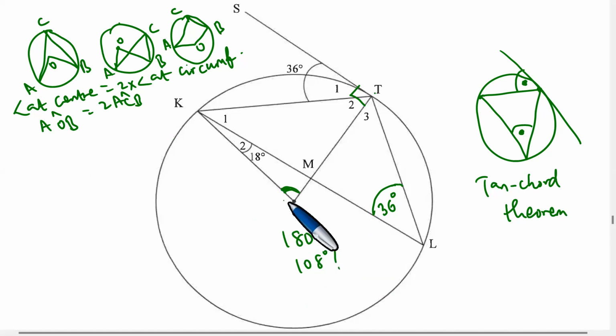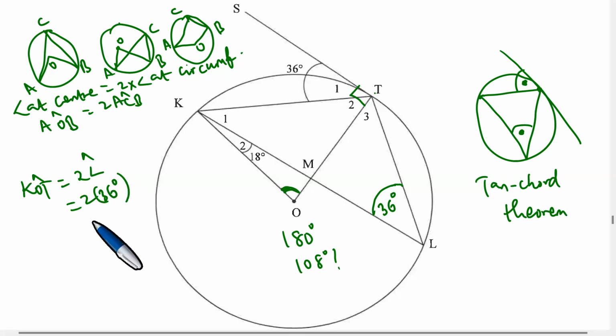If you use that here, you can see that this question the examiner asked is this shape, but turned upside down. The A and the B and the C is like this. So you'll come here and say KOT, which is the angle at center, is twice this one here. It is twice angle L. But you can see that angle L is already 36 degrees. And therefore, this is 72 degrees.